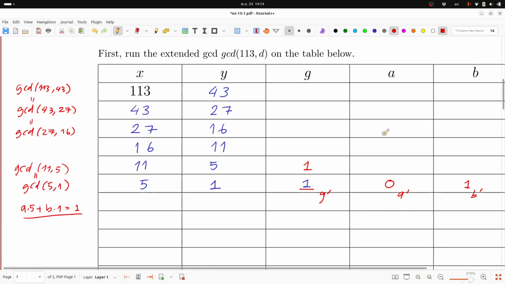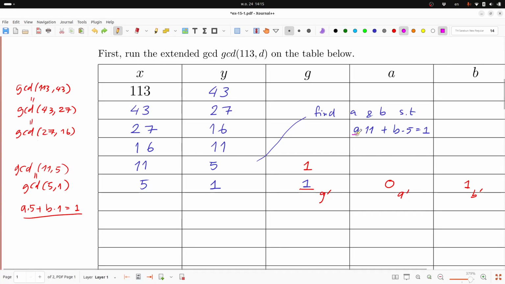However, we need to find a new A and B for this recursive call, right? Let me write it here. We want to find A and B such that A times 11 plus B times 5 equals 1. In this case, we cannot just use 0 and 1 because you get 5 equals 1, which is not true. So how can we find A and B?